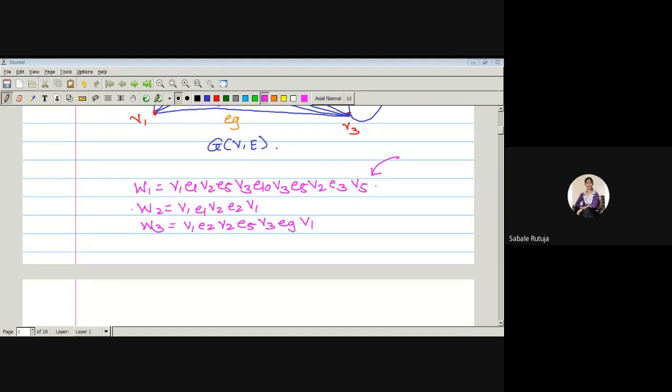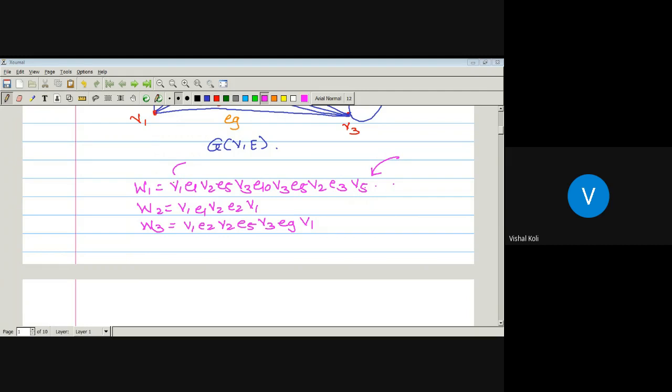Yes, sir. What about W2? W2 again is a finite sequence having terms that are alternating vertices and edges. So it is again a walk, and the same for W3 also. But in the first walk, V1 is the origin and V5 is the terminus. But in walk W2, origin and terminus are both the same since it is a walk from V1 to V1, and the same for W3 also.